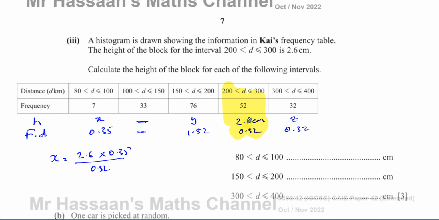How much does 2.6 represent? So basically 2.6 centimeters represents 0.52. How many centimeters represents 0.35? So it's basically using proportion.